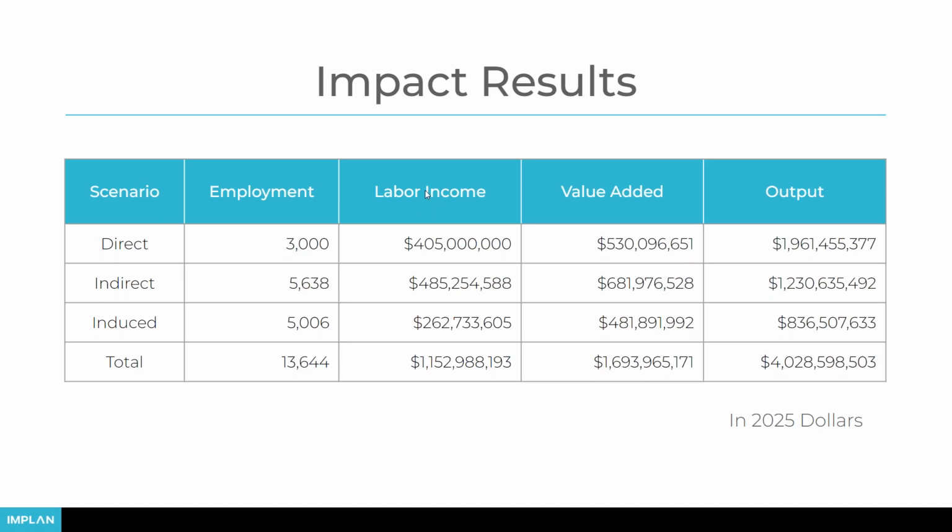These two values allowed IMPLAN to estimate the direct output that would be supported by this new manufacturing facility of around $1.961 billion, as well as $530 million of value added. In total, this new facility would support about $1.15 billion of labor income to go along with just over 13,640 employees. And our total output from this analysis would also be just over $4 billion.